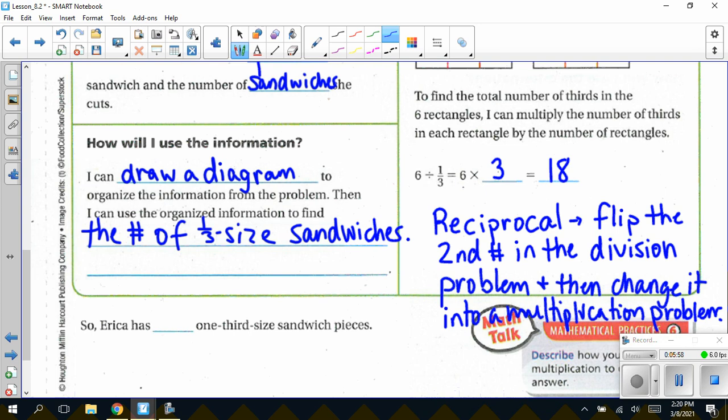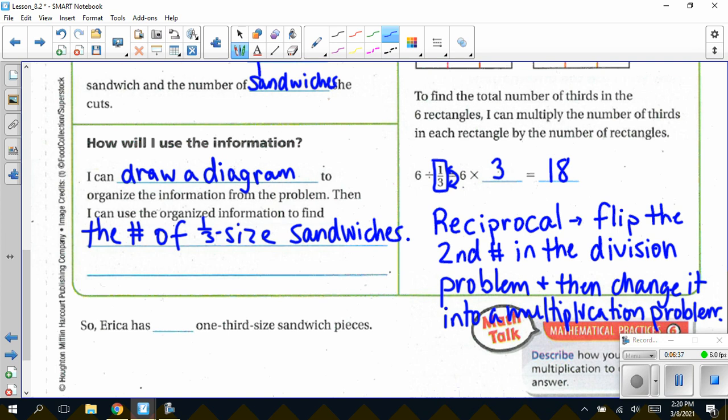So in this question, my original division problem was 6 divided by 1/3. Well, you cannot divide fractions. And so in order to be able to solve this, we actually have to change all division problems with fractions into a multiplication problem. And that's where the second number in the division problem comes in. So this is the divisor that I am going to take the reciprocal of. So when I take the reciprocal, I flip the numerator and the denominator. So when I flip this fraction, I went from 1/3 to 3 over 1.